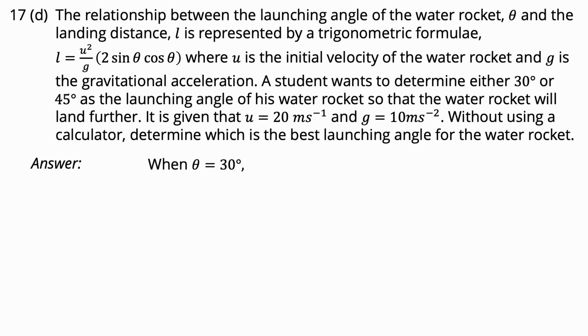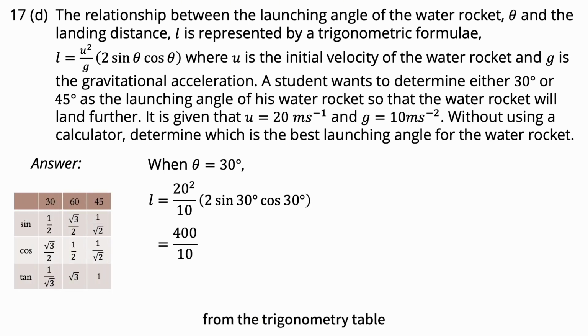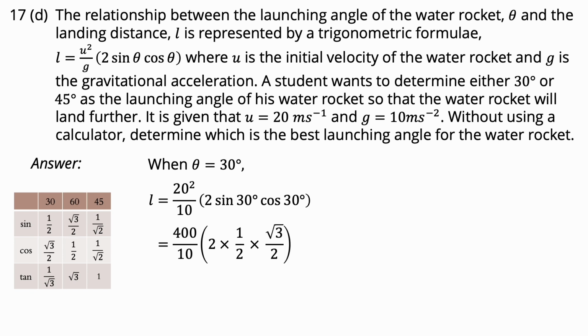Test with 30 degrees. Substitute the values of u, g, and 30 degrees into the given formula. L equals 20² divided by 10, times 2 sin 30° cos 30°. Simplify to 400 over 10. From the trigonometry table, sin 30° equals 1/2, and cos 30° equals root 3 over 2. The distance is 20 root 3 meters.